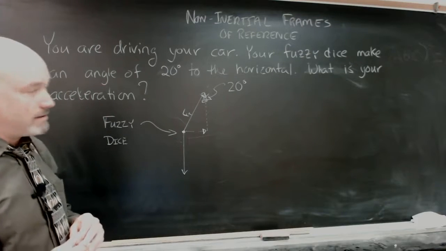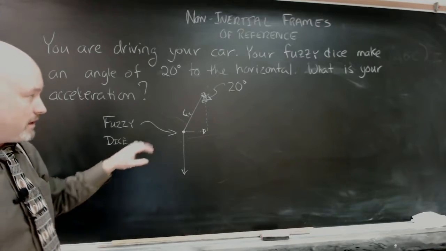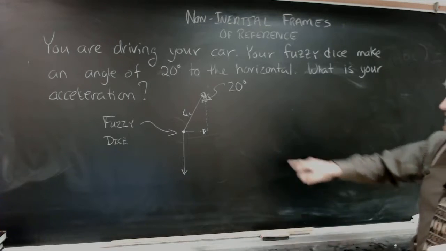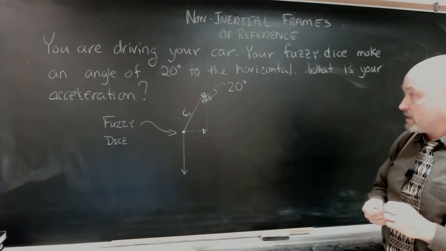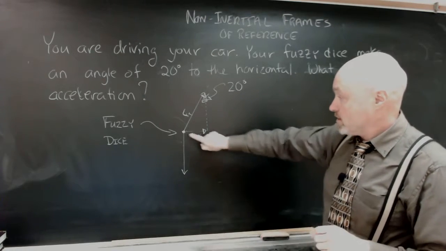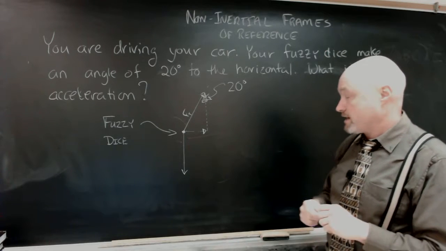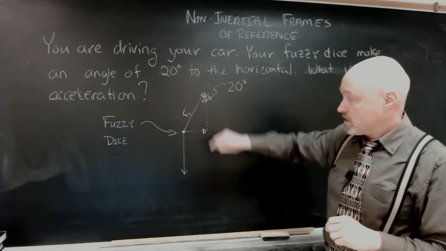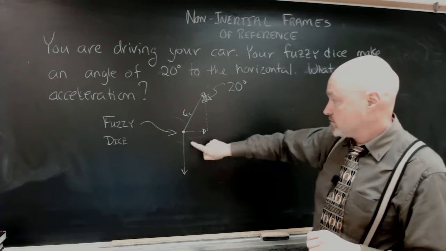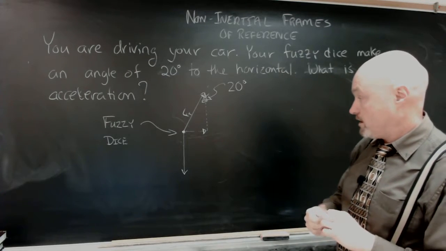So this is the cool car physics problem where you have a car that really accelerates well, and of course there's fuzzy dice hanging from the mirror. And when you're accelerating, you notice that the fuzzy dice make an angle of 20 degrees relative to the horizontal. So that means that there is a force of tension involved. Those fuzzy dice are hanging by a string, and the force of tension is holding those dice up against gravity, and they're also accelerating your dice along with your car.